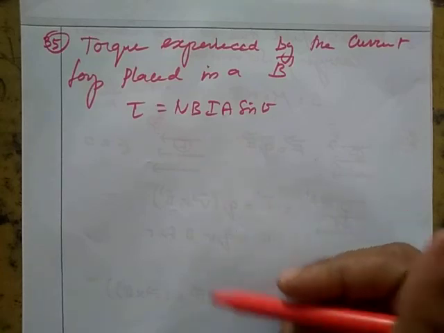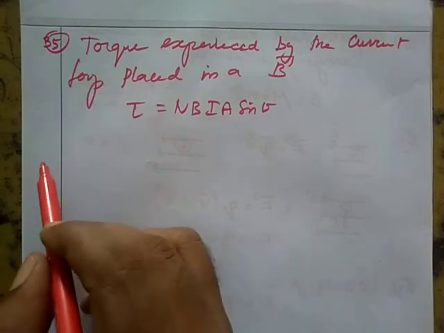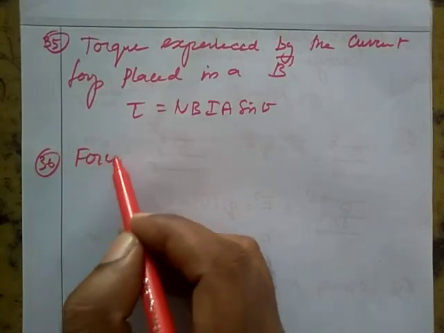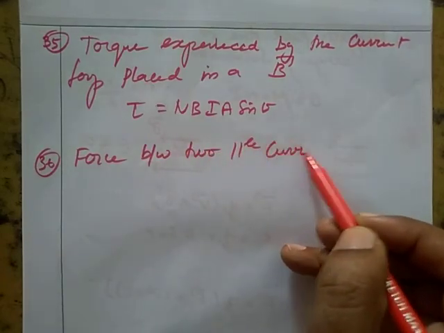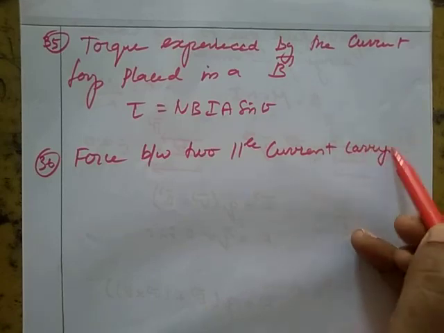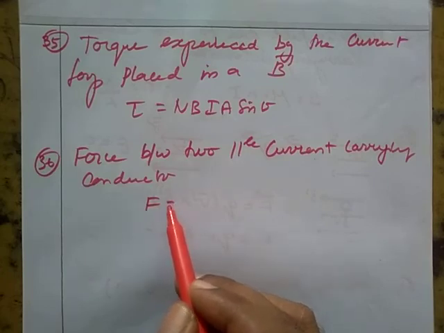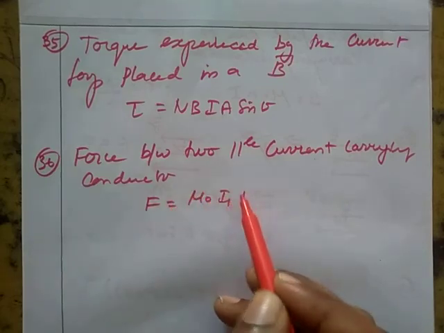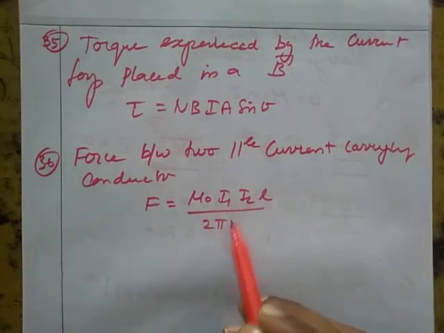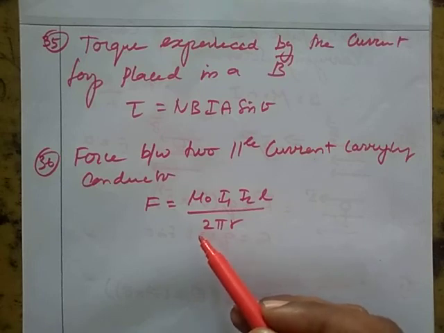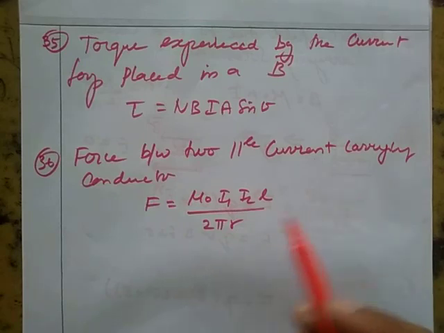Then we know one more thing, the force between two parallel current carrying conductors. That is F is equal to mu naught I1 I2 L by 2 pi r, where L is the length of the conductor. Using this relation we can find the force experienced by conductors placed parallel to each other, carrying current.